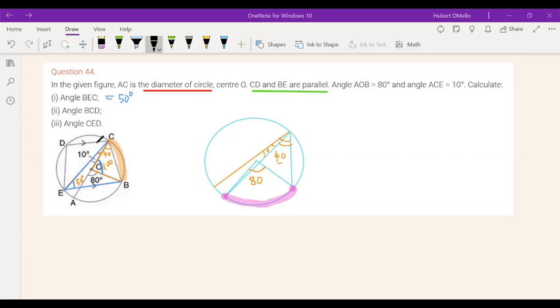And why is that? Alternate interior angles. That's 50 as well. Can someone tell me what this angle might be, that I'm shading in blue? 40 degrees. It's an isosceles triangle. Lots of angles that we've figured out. So angle BCD will be 100 degrees. Did you get that as well?